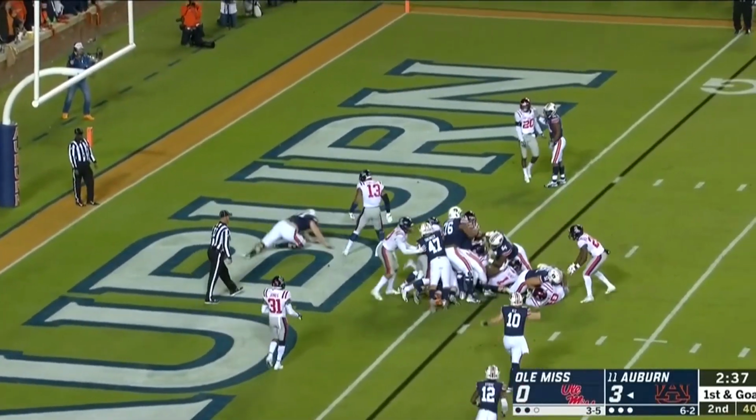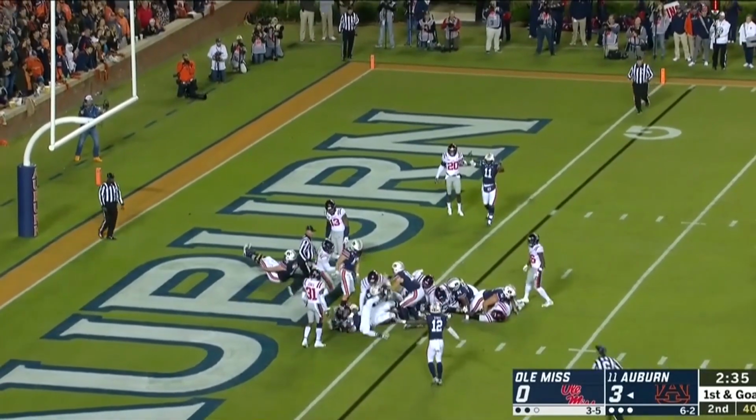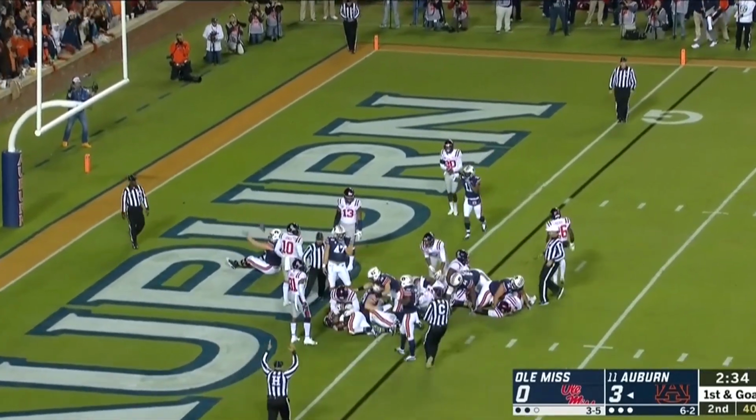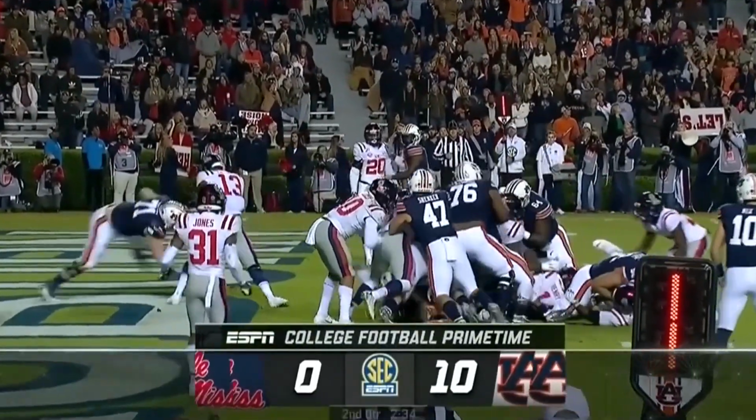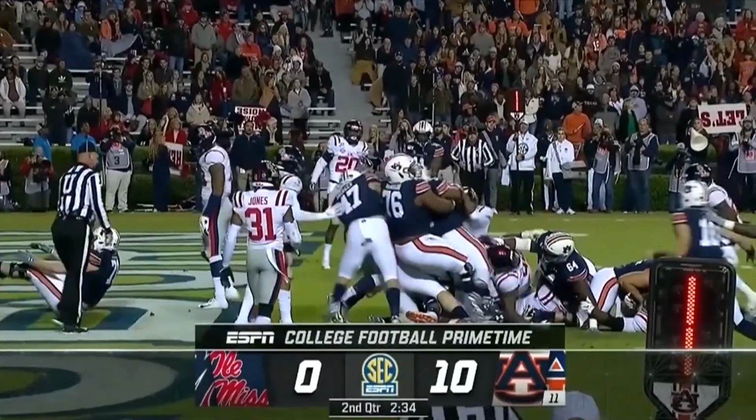It's okay to push the pile or push the ball carrier, but you're not allowed to pull a ball carrier into the end zone, so we should have had a foul for illegally trying to help the runner.